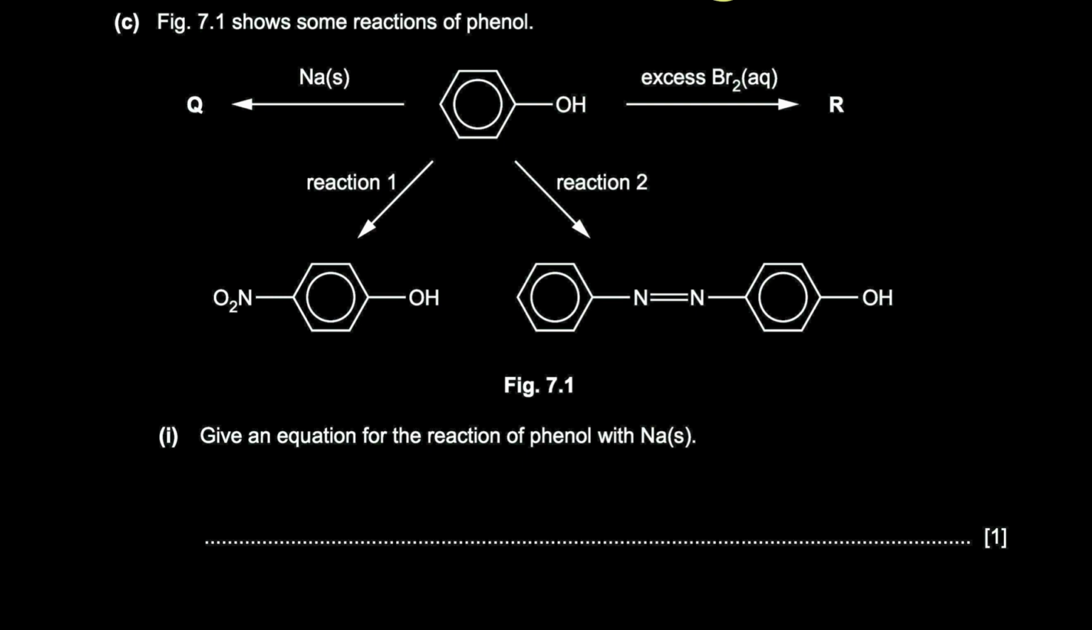Figure 7.1 shows some reactions of phenol. Give an equation for the reaction of phenol with solid sodium. So phenol, which is C6H5OH, reacts with sodium metal, and you get a salt and hydrogen gas, right? Sodium is a test for the OH group. So the hydrogen from the OH group ends up becoming hydrogen gas, and we have this salt, which is called sodium phenoxide.